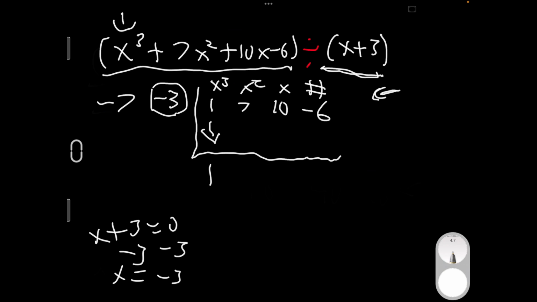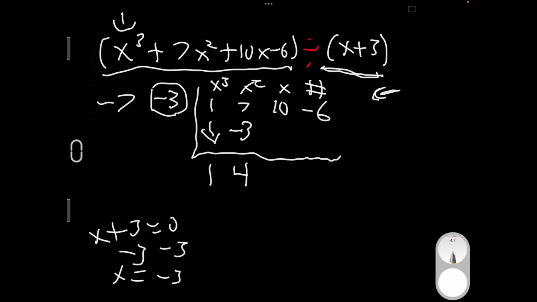The next step is to multiply. So you multiply the number in the corner by the number on the bottom row. So -3 times 1 is -3. Then you add. So 7 plus -3 is 4. So you repeat this process of dragging down the number, multiplying it by the number in the corner, then you put it to the next slot. So let's repeat that process.